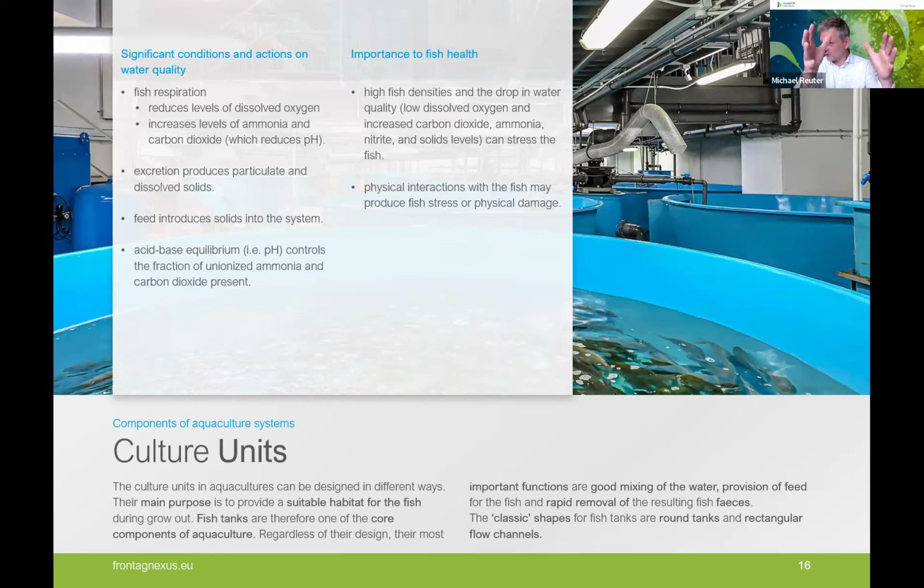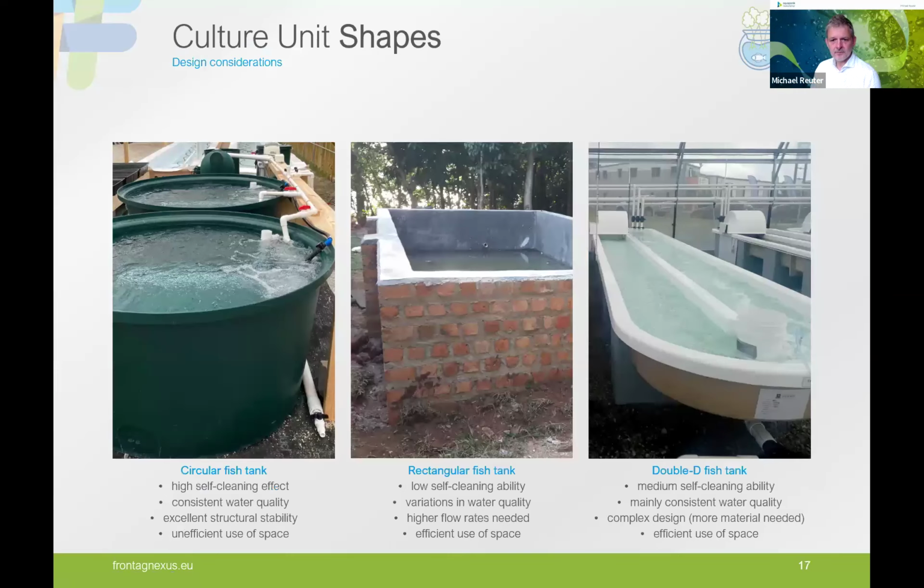So it's quite an important part of the system because that's where the fish live. And the main purpose of the whole system is to maintain the water quality inside of this culture unit that fits the need of the fish. Culture units in aquaculture can have very different forms. Oftentimes we see circular tanks.